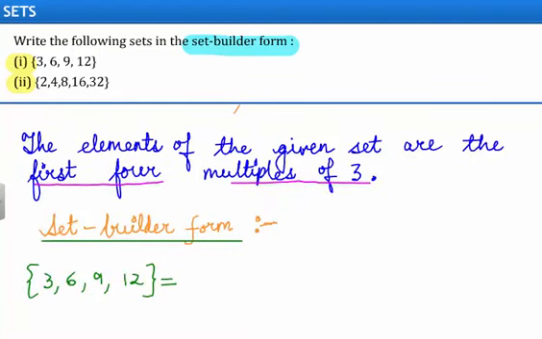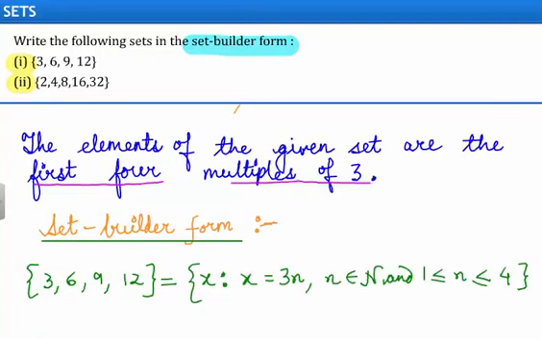Hence, the given set can be written in set builder form as {x : x = 3n, where n belongs to the set of natural numbers and 1 ≤ n ≤ 4}.